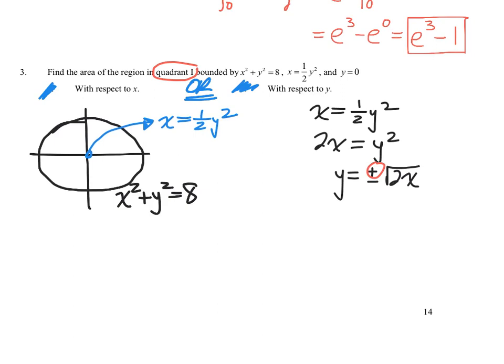Anyway, I need to find the area bounded by the circle, the sideways parabola, and y equals 0. So that little wedge there.